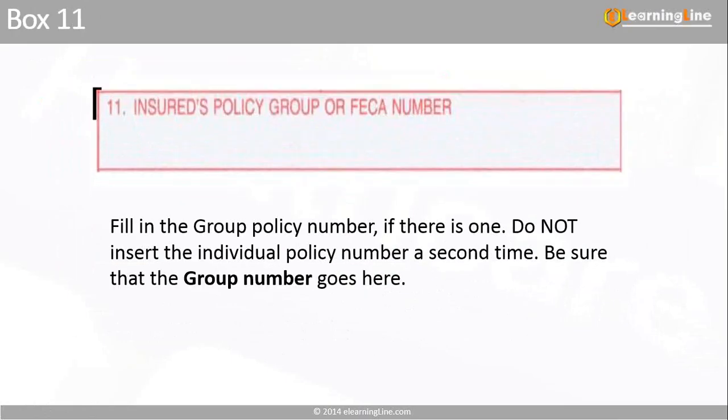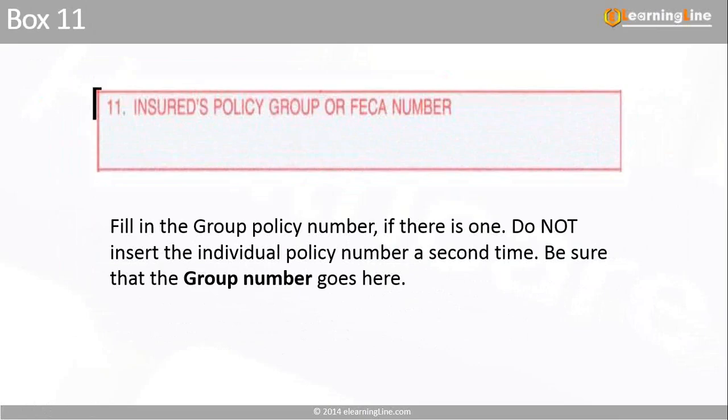Then you have the insured policy group or FECA number. Now, as it says, fill in the group policy number if there is one. Do not insert the individual policy number a second time. Be sure that the group number goes here. So think about if you have the individual insurance, what you're going to enter over here? Nothing, because that is not applicable to the claim for that member who has the individual insurance.